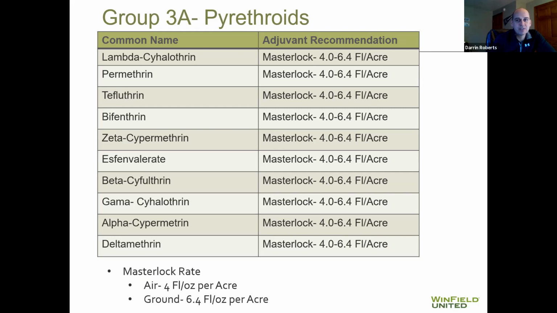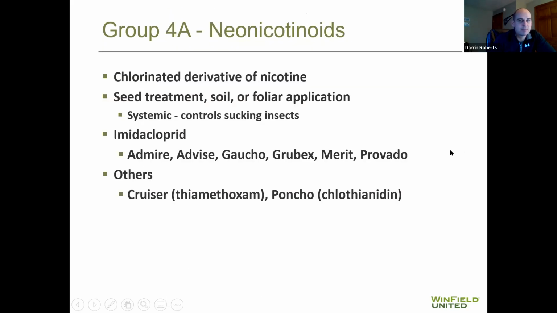Pyrethroids, same adjuvant recommendation. Master Lock is a drift and deposition aid. Neonics. So a lot of these are seed treatments. There are some soil or foliar products that contain neonics as well. These are a derivative of nicotine, the botanical version. These are systemic, and they do a very good job controlling sucking insects. I'll show you a picture of that here in a couple slides.